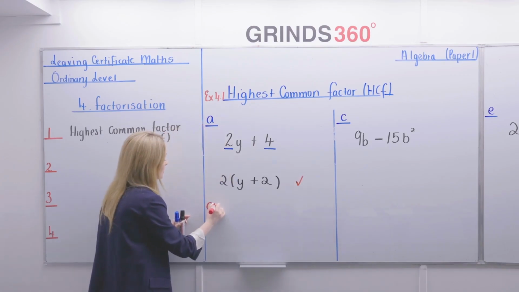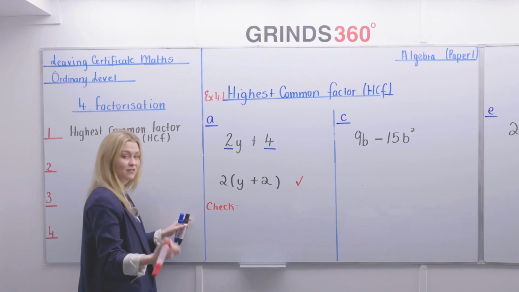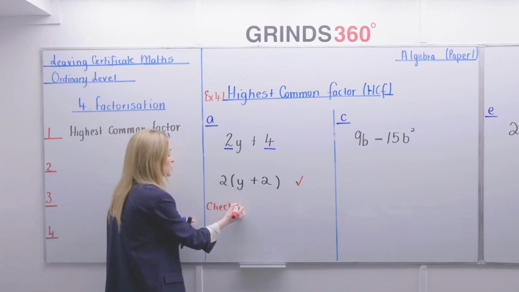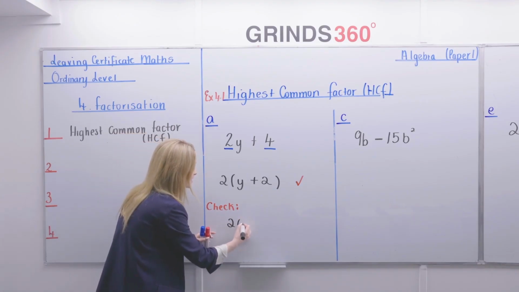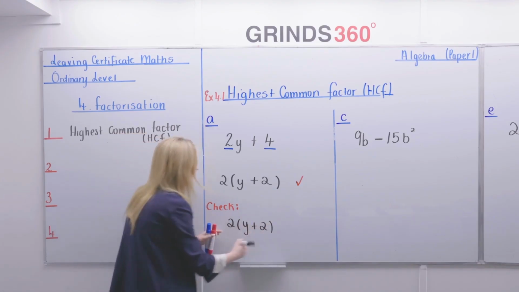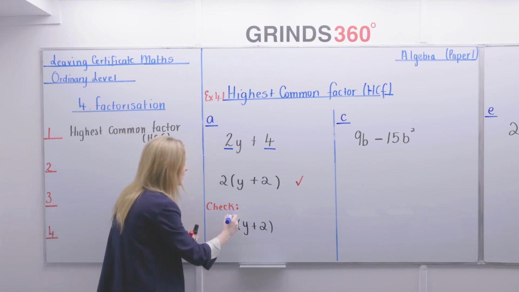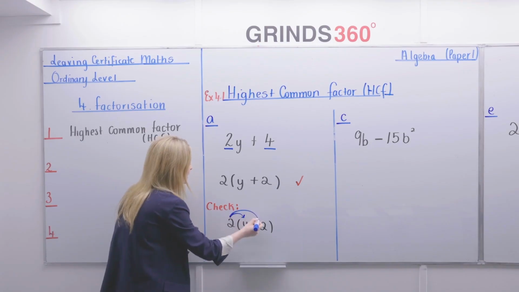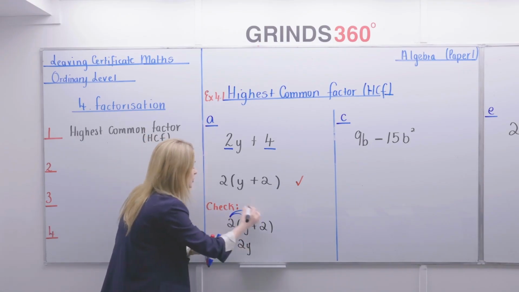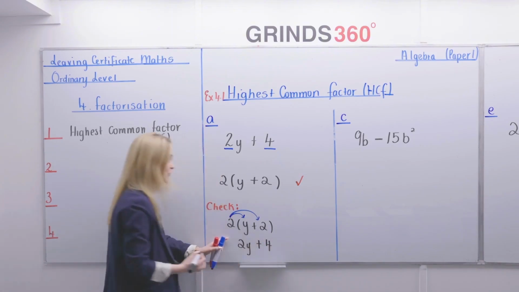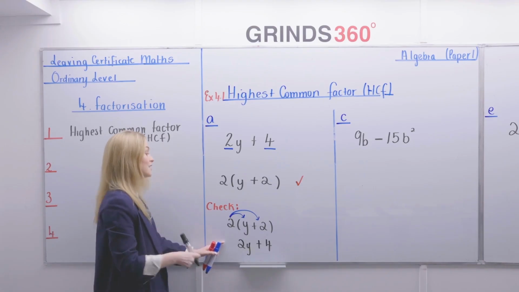However, oftentimes I'll tell students to check their answer, particularly if you're in an exam situation and you have 2 minutes on the clock. No problem checking it, make sure you get it done and dusted. Now to check it, I'm just going to rewrite it to make it nice and neat. We have 2 bracket y plus 2. Let's multiply out this bracket, and what we should get is our original expression. So here we have 2 times y, and then 2 times 2. 2 times y is going to leave me with 2y. 2 times 2 is going to leave me with 4. That there is the original expression. So what we know is that we got the right answer here.